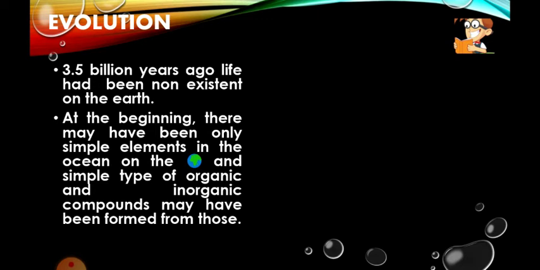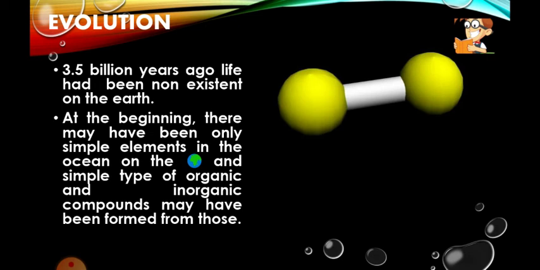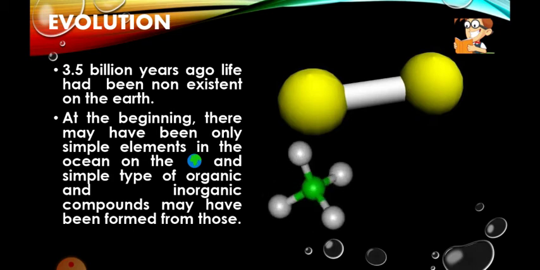It is said that in the Big Bang theory, the earth was a ball of hot molten gases, which slowly cooled down. When the earth cooled down, it is said that there may have been only simple elements like hydrogen, maybe carbon, oxygen. They were formed at that time. Because of these simple elements in the ocean, simple organic material like methane, the simplest organic material, and then inorganic compounds like carbon dioxide were formed.